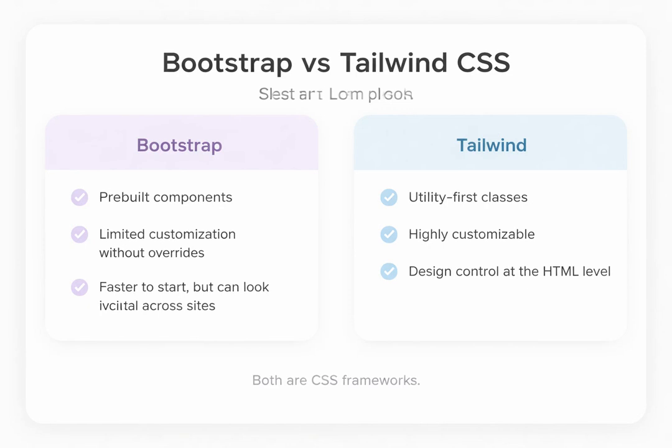Bootstrap gives you pre-built components and a quick start, but customization can feel limited unless you override a lot of styles, and many Bootstrap sites can look similar. Tailwind is utility first, so you build designs by composing classes, which gives much more control and customization. Both are CSS frameworks. The choice depends on how much design flexibility you want and how your team prefers to work.